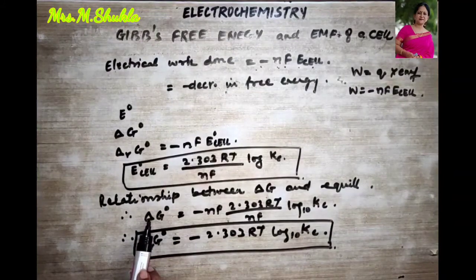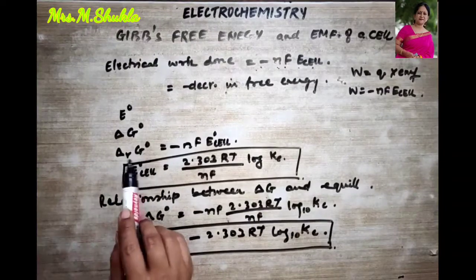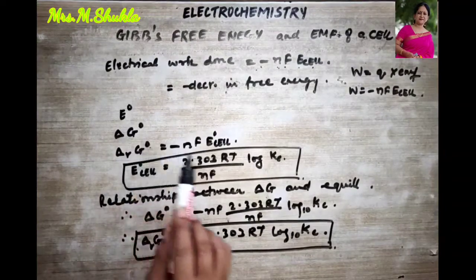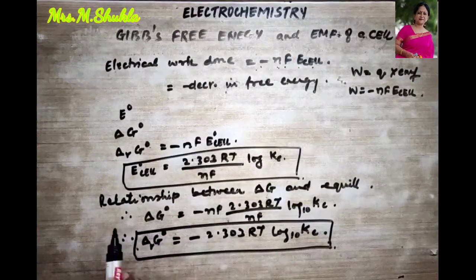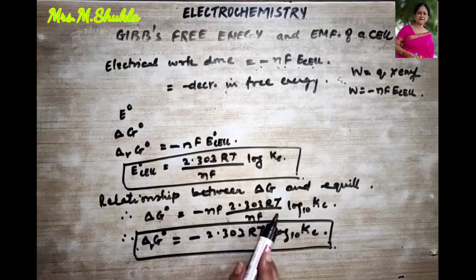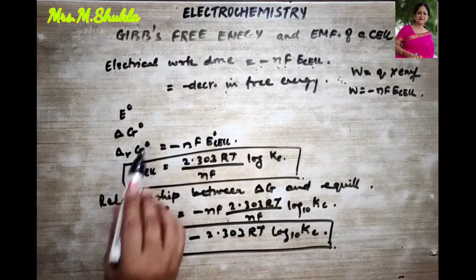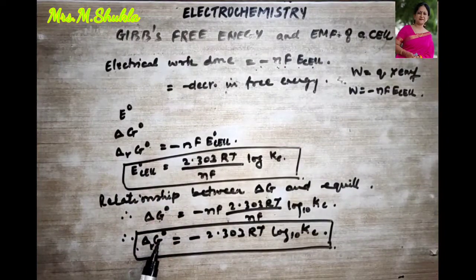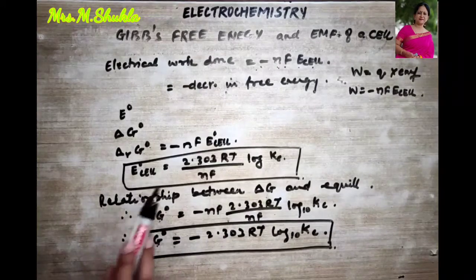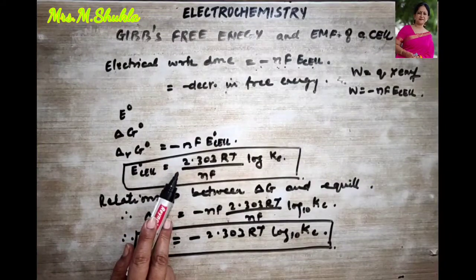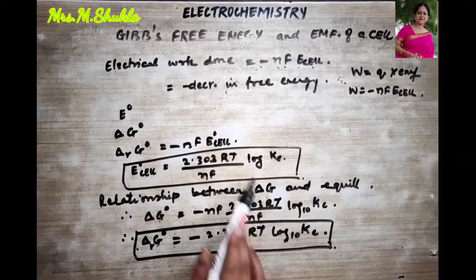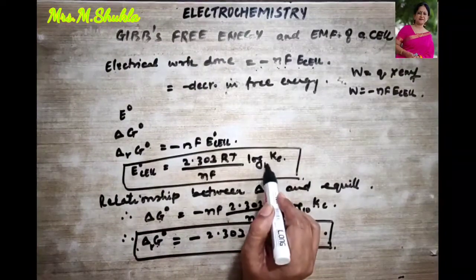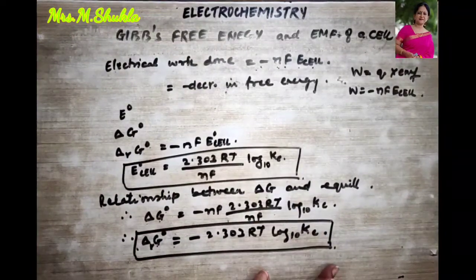Now, I have already told you what your delta r G naught is. It is minus nF into EMF of the cell, right? And delta G naught is this. So what will be your delta r G naught? The real Gibbs energy change will be equal to minus 2.303 RT log to the base 10 equilibrium constant.